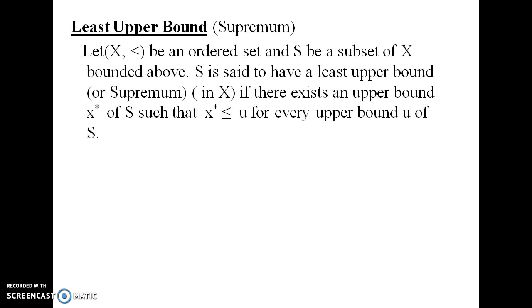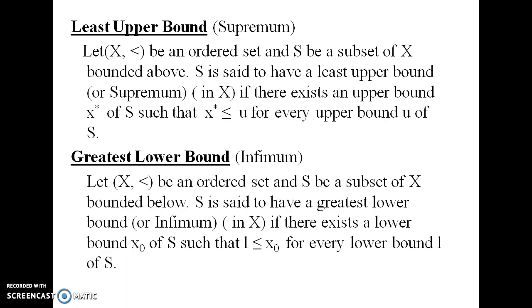Least upper bound. Let X be an ordered set. Let S be a subset of X bounded above. S is said to have a least upper bound, or supremum, if there exists an upper bound x star of S such that x star is less than or equal to U for every upper bound U of S.